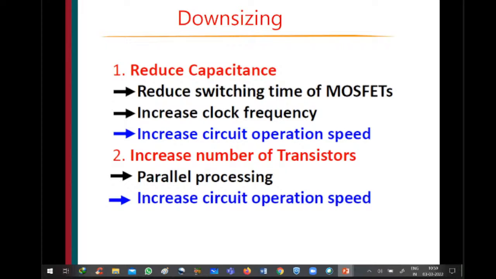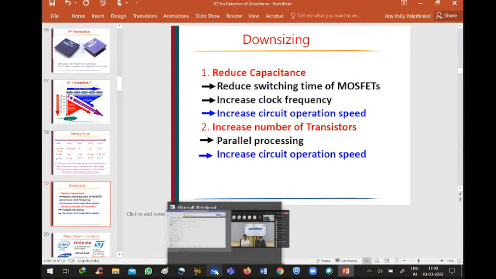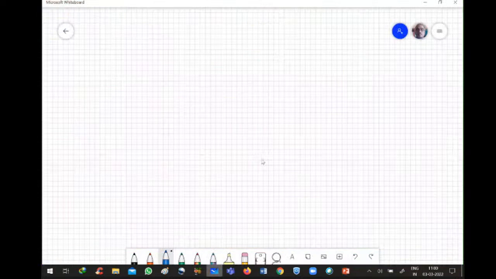I will tell you an example. Let me tell you an example with that. Typically for your i7 processor, are you able to see my screen? Yes, sir. Yeah, thank you.